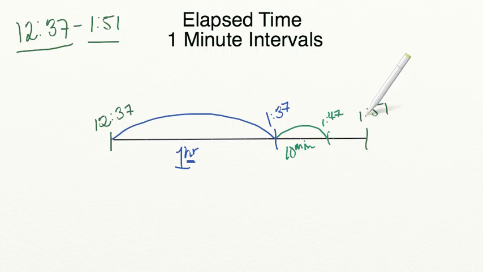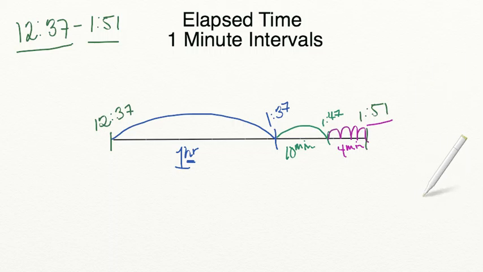I can't move 5 minutes because that will be past my end time, so now I'm going to move in 1-minute intervals. 1:47, 1:48, 1:49, 1:50, 1:51. And that's 1, 2, 3, 4 1-minute intervals that I moved. And now I'm at my end time.